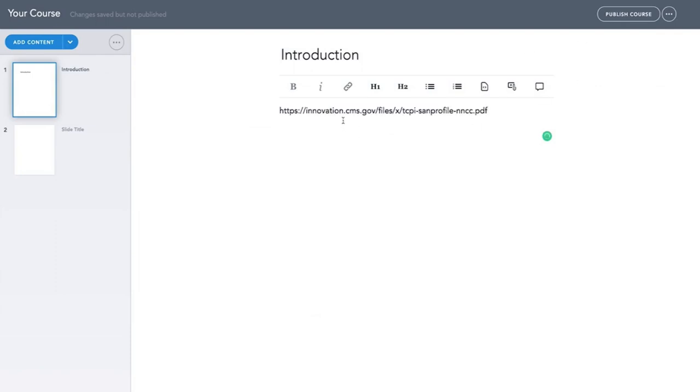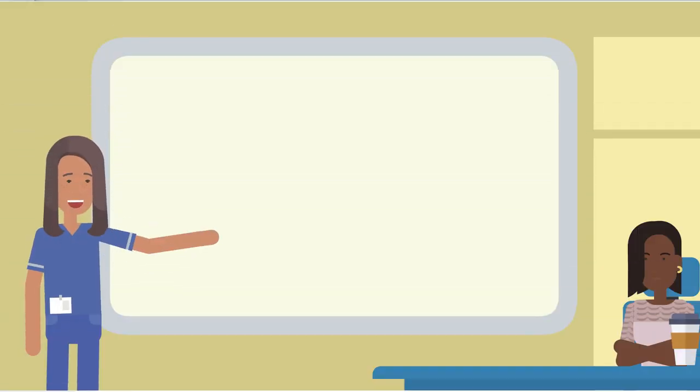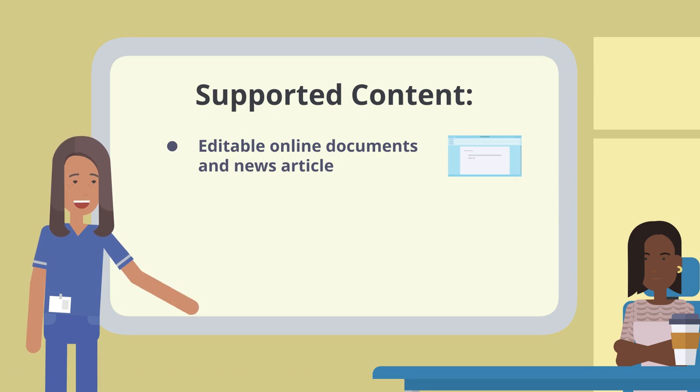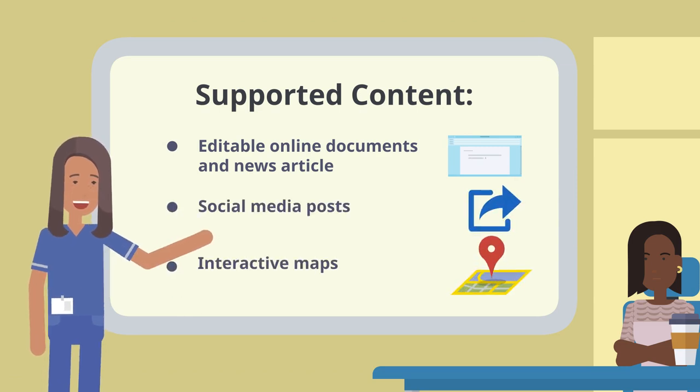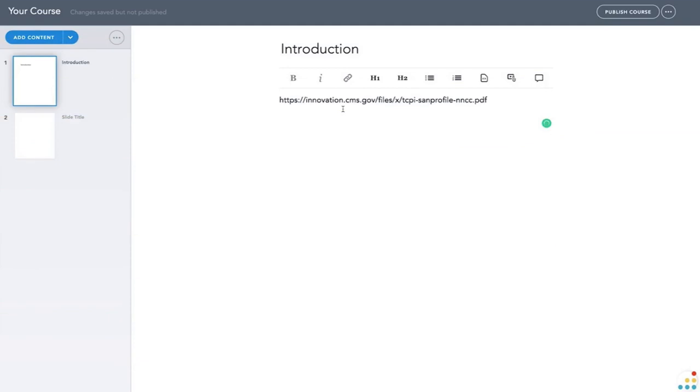In the Course Content Editor, paste the URL address of the content. Content can range from editable online documents and news articles to social media posts and interactive maps. Press Enter, PC, or Return, Mac, to begin loading the embedded media.